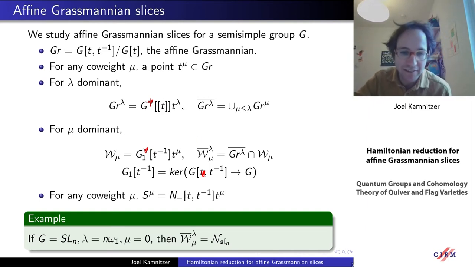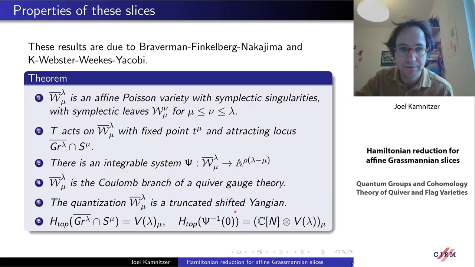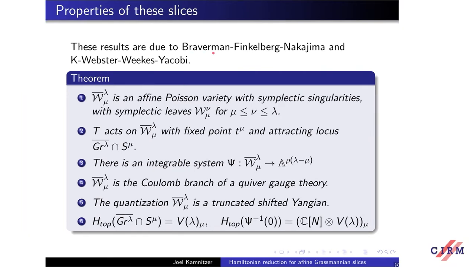And we have now quite a body of results about affine Grassmannian slices. So let me explain some of our work on them. The following results are a combination of various papers, and most of them are due to either Braverman-Finkelberg-Nakajima or myself with Webster, Weeks, and Okobi, or maybe some slight combinations of different groups. We'll come to some other more specific theorems a little later.